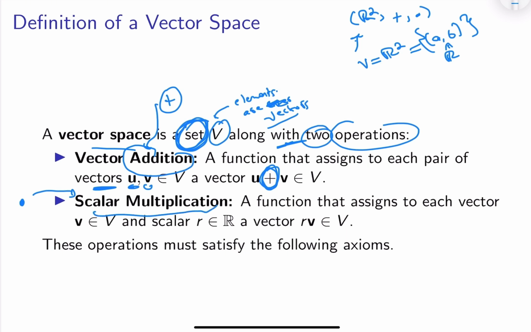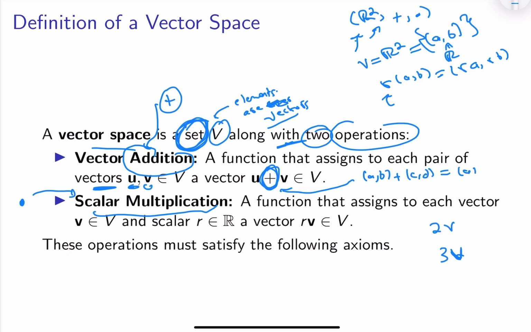What does that mean? Well, it means that if you have a vector, I need to tell you how to multiply this vector by a number, say 2 or 3. So you have a vector, and I need to tell you how to scale it. In the case of R2, we defined scaling a vector (A, B) by a number R element-wise, to be (RA, RB). In the case of R2, we defined addition element-wise, (A, B) plus (C, D) to be (A plus C, B plus D).